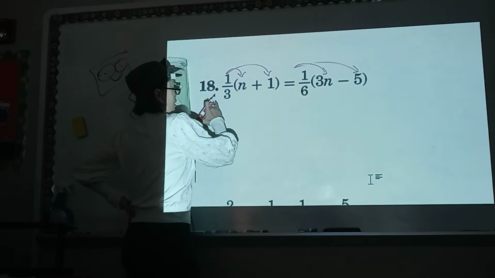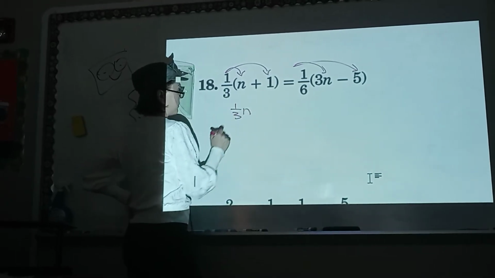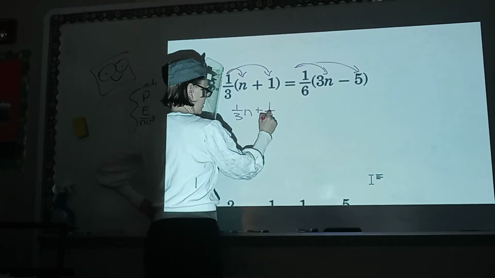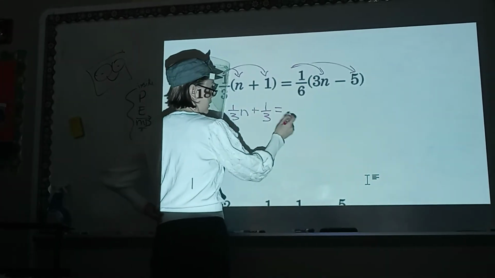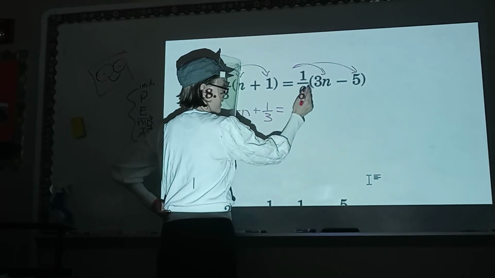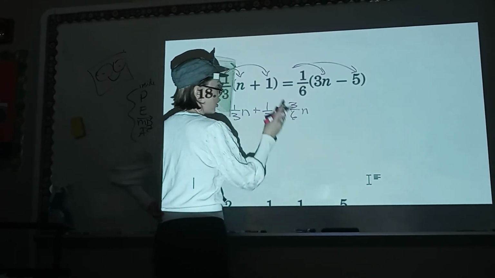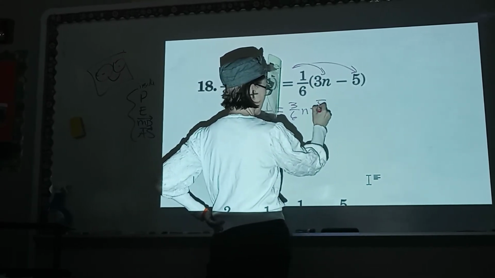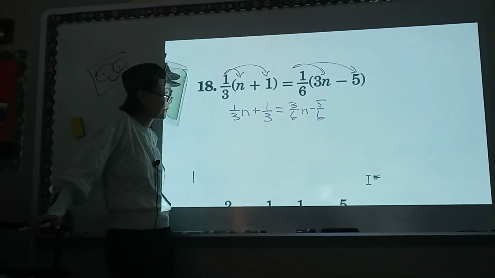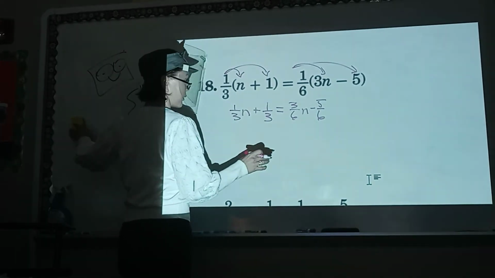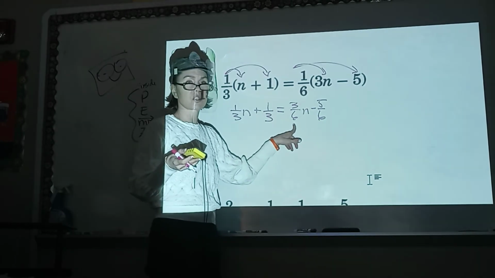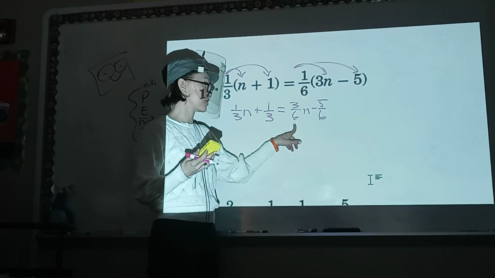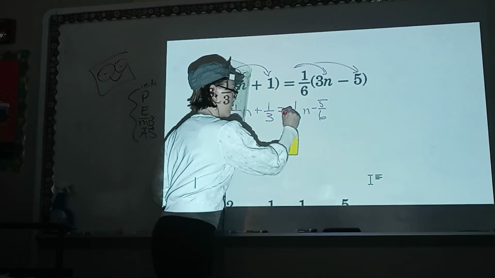We have 1/3 n. 1/3 times 1 is 1/3. Now, 1 times 3 is 3. 3 divided by 6 is 3/6 n. 1 times negative 5 is negative 5/6. Big whoop. Now, if you wanted to simplify, if you wanted to keep this like this, that's totally fine. But whenever possible, you should always take advantage of the opportunity to simplify. Hello? Hello?